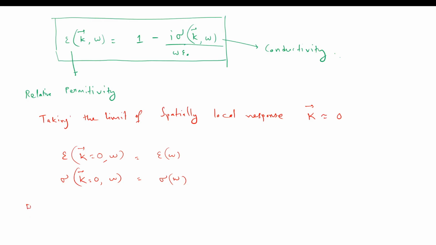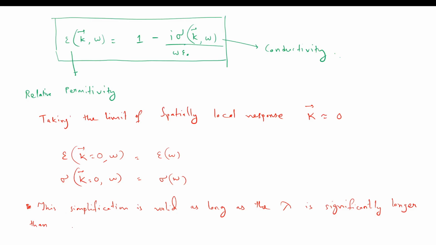So just to make a note of it: what is the simplification? We are taking the limit of spatially local response, as long as the wavelength lambda of the light in that material is significantly longer than all the characteristic dimensions.